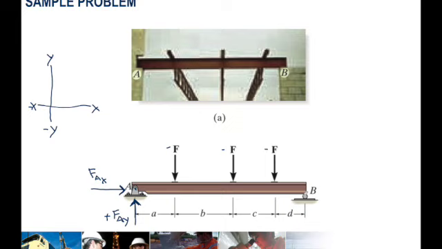Okay, so how about B? How many external reactions do we have? This is a roller. It means the beam can move freely on the X axis, that's why there is no support reaction there. It cannot move along Y, that's why we will put reaction FBY, which is also going up.